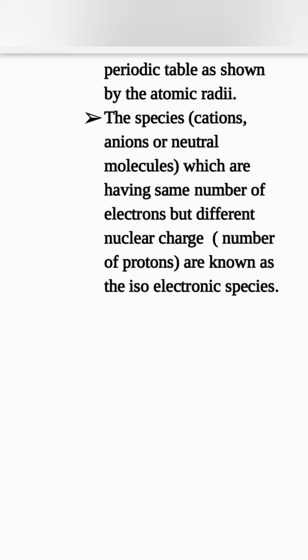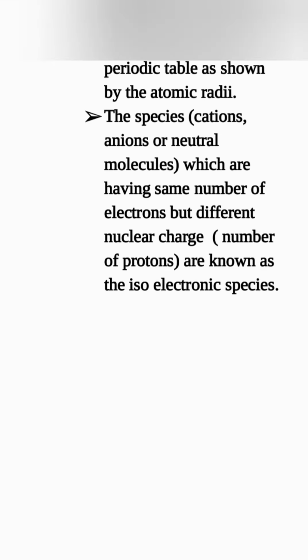Species including cations, anions, or neutral molecules which have the same number of electrons but different nuclear charge, nuclear charge in the sense of number of protons, are known as isoelectronic species. The species with the same number of electrons but different number of protons are known as isoelectronic species. In the table you can see a large number of species which have an identical number of electrons.